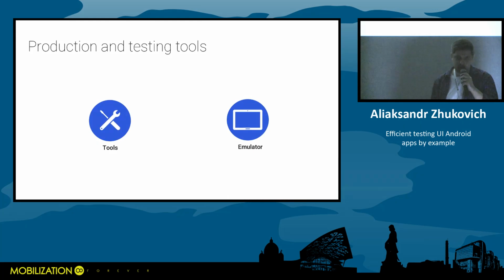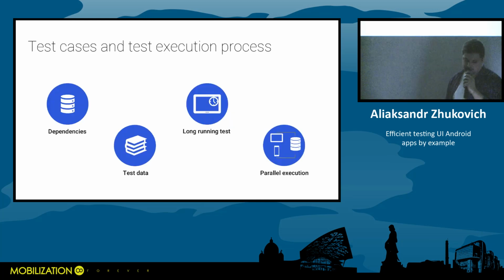First of all, we should think about the reasons. I split all the reasons into two different categories. The first depends on our test and production code and the tools which we use. By tools I mean all the frameworks, libraries, and approaches which we use for writing this code, and of course the emulator. The emulator is much more stable in the latest version of Android Studio, but it's not as stable as a real device. And another big group is test cases and the test execution process.